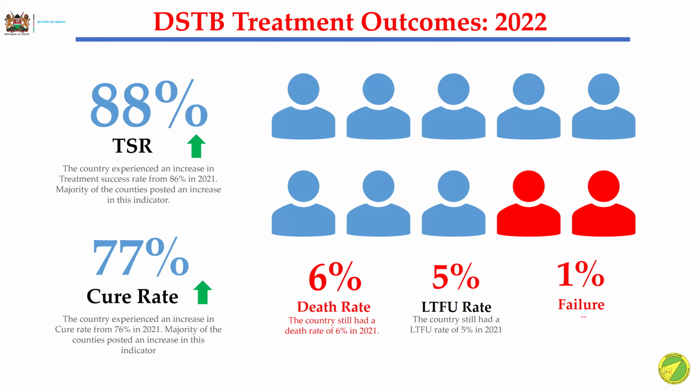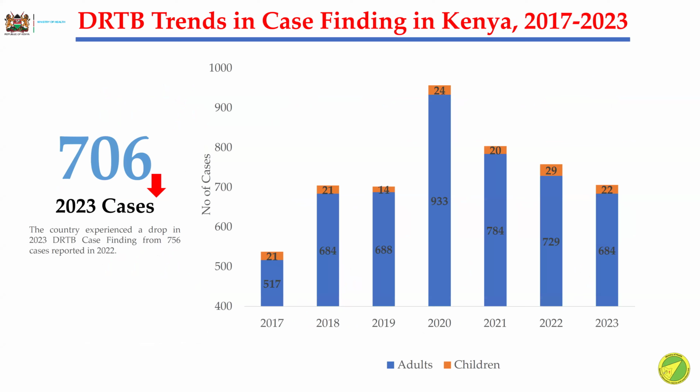And then some of the patients were failing. And these are the failures which they fail to convert to culture negative, which is 1%. And this one will move to category 4, which is the drug-resistant TB. So that 1% of all the cases is a high number. We cannot see just 1% as a small number. So in 2023 cases, there was a 7 or 6% decrease. So this of the drug-resistant TB cases, and the case finding from 756 cases reported compared to 2022.